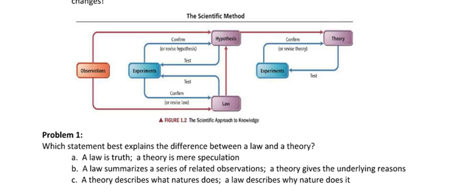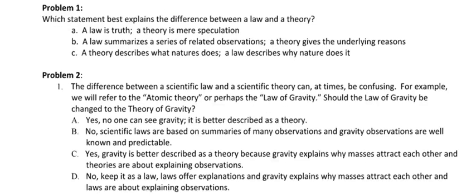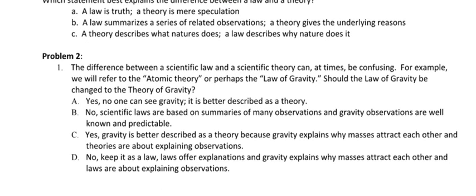All right, so which statement best explains the difference between a law and a theory? Hopefully from my explanation, you got the answer B, as in boy. Law summarizes a series of related observations. That's your relationship again. And the theory gives the underlying reasons. That's your why and your what. So go ahead and pause this, read over problem number 2, come up with your answer, and then come back and we'll explain it.